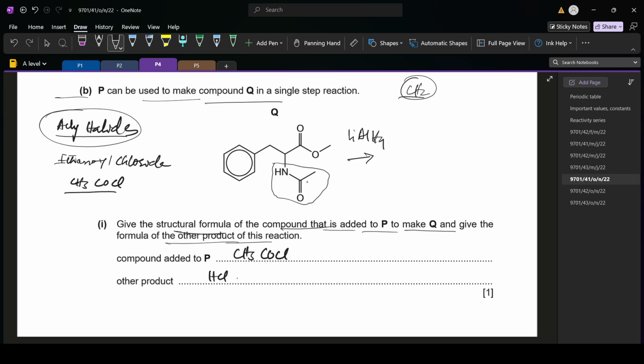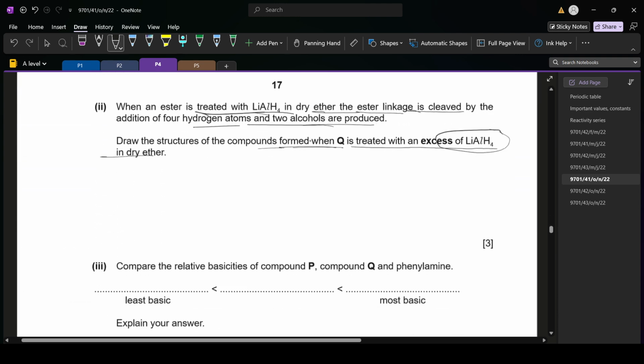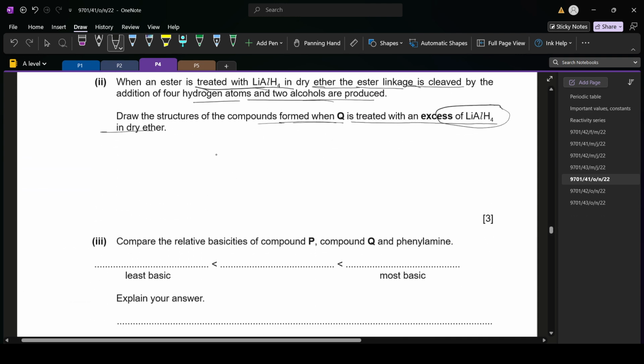This was a little tricky part. So what is going to be your final answer? And by the way, this ester linkage will also break down into methanol, and this carboxylic acid will further reduce to alcohol. So the final structure is going to be like this.